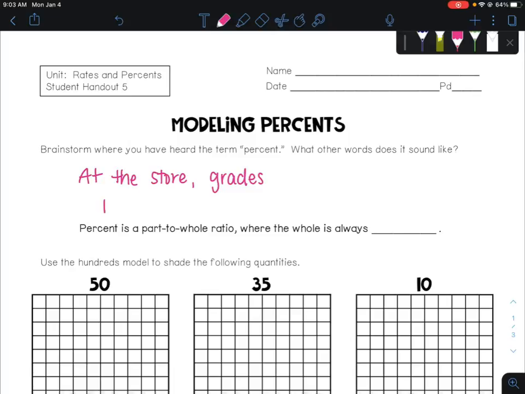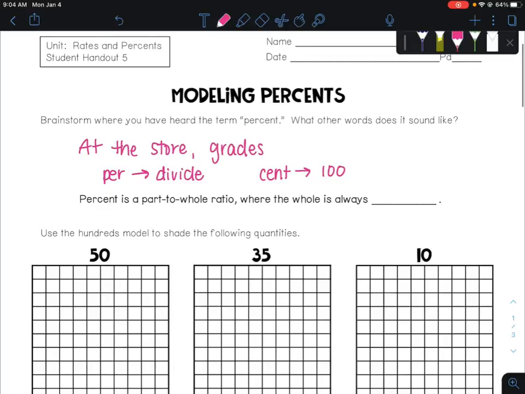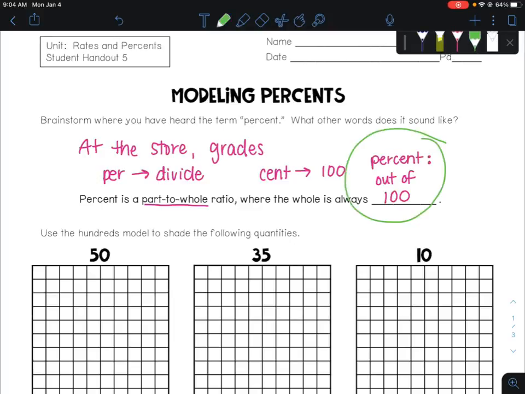Well, when you hear percent, per means to divide, and cent should make you think of money, like 100. 100 cents makes $1. So it's divide by 100 is what percent means, okay? A percent is a part to whole ratio where the whole is always 100. So percents are always out of 100. That's basically what you want to remember. Percent means out of 100.